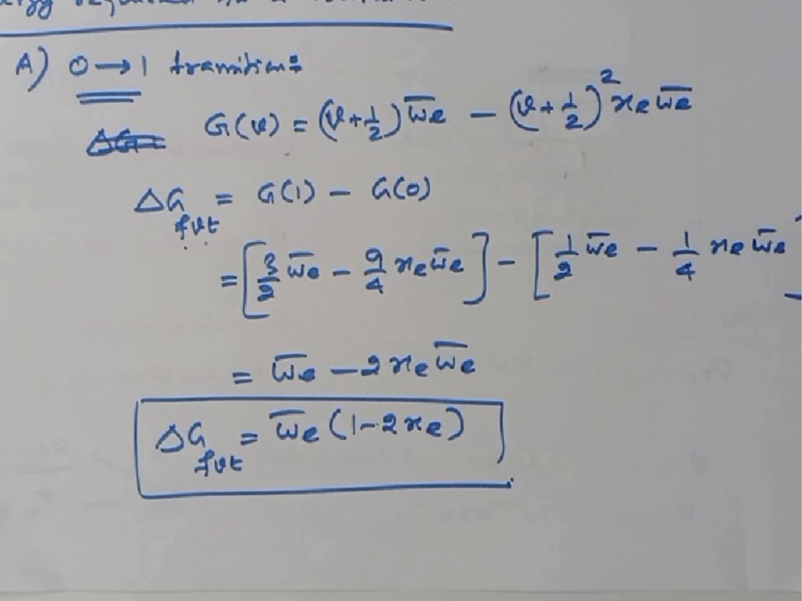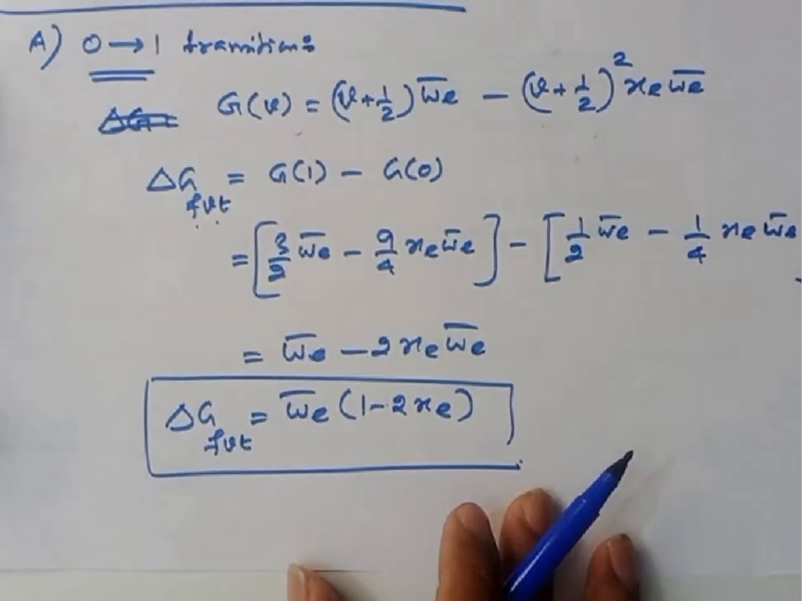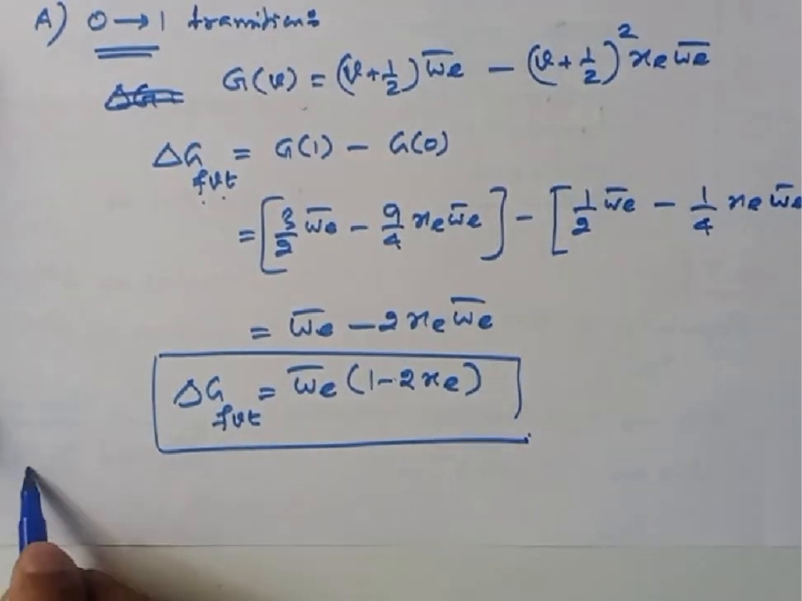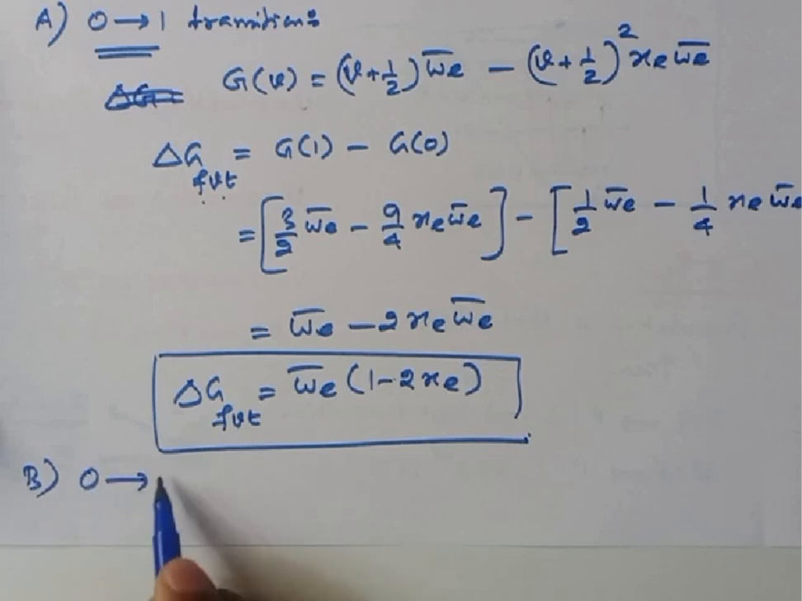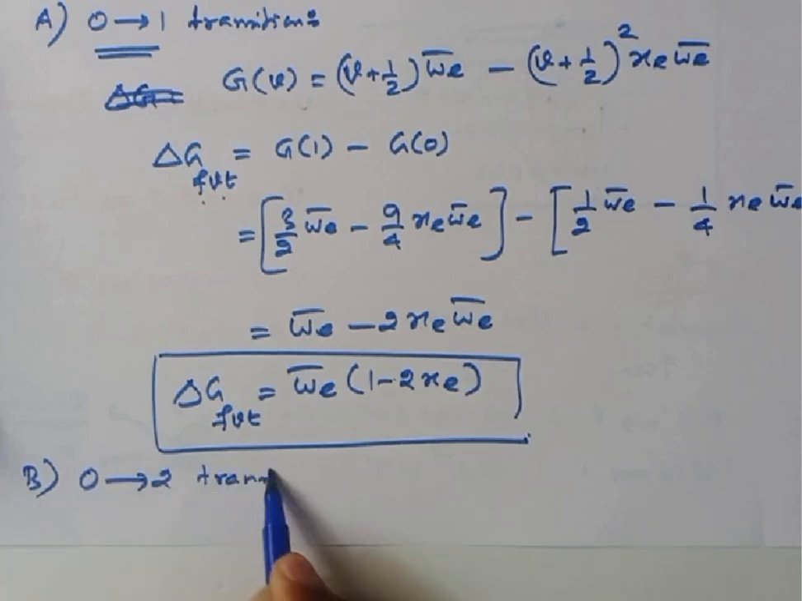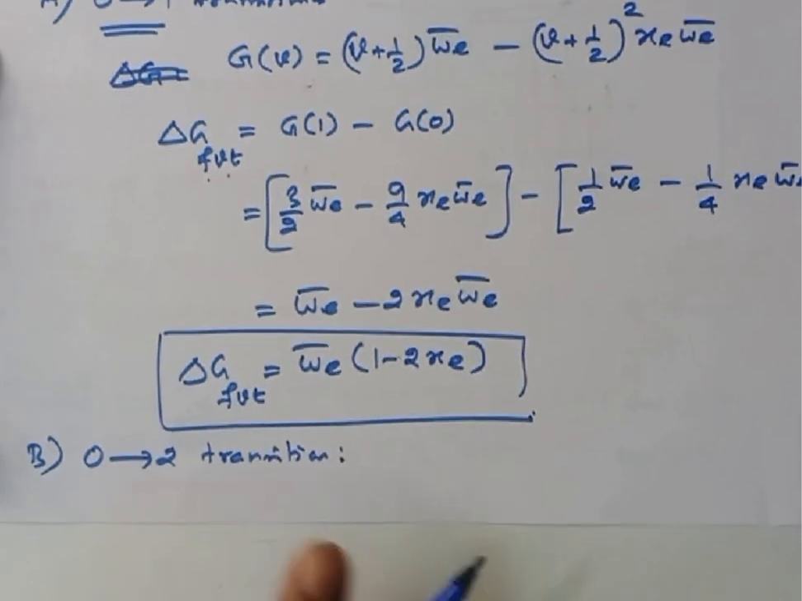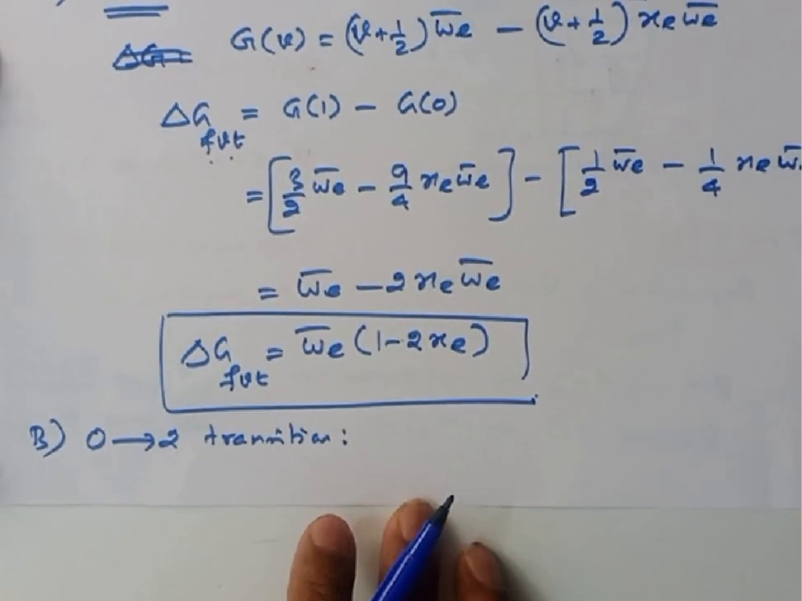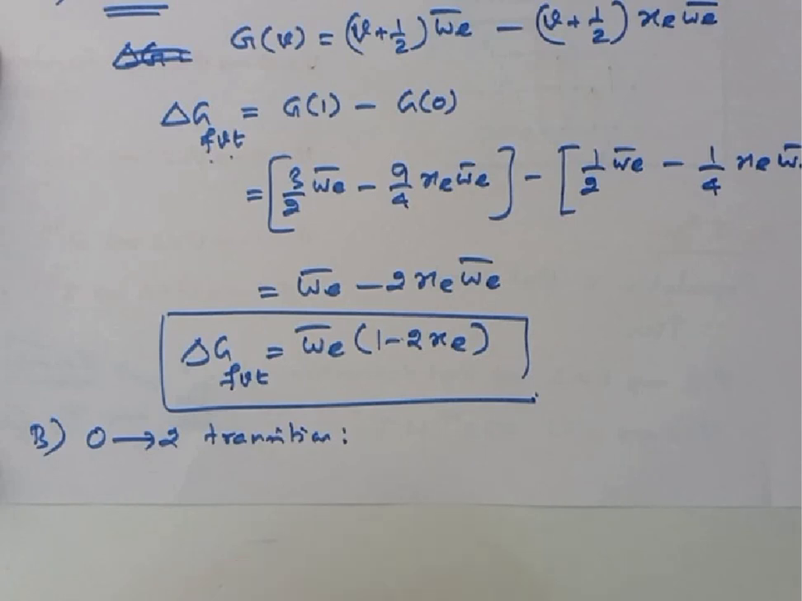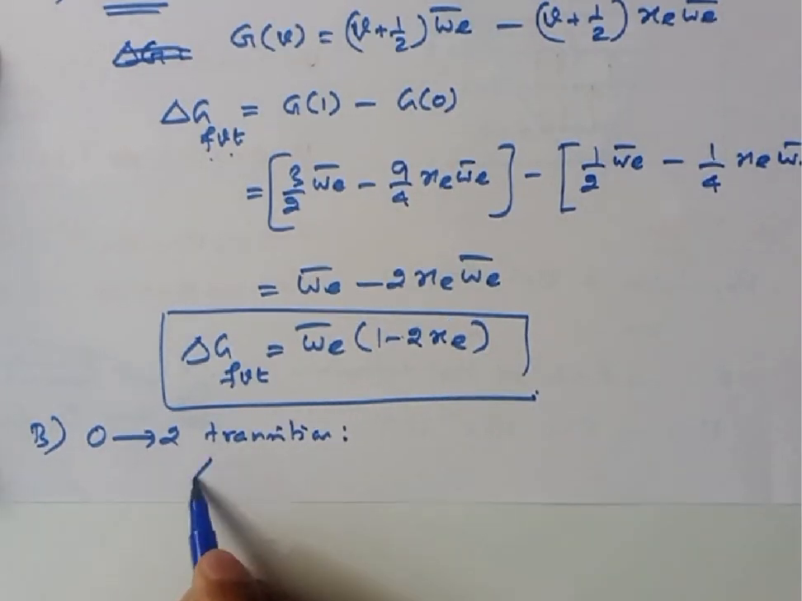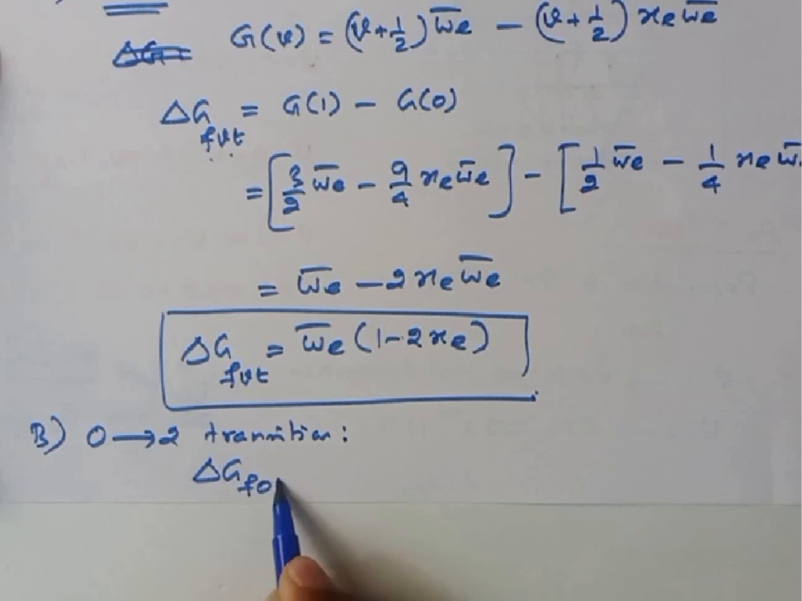0 to 1 transition is called fundamental vibrational transition. So if you know omega E bar and the anharmonicity constant, you can calculate this value. You can also calculate these values from the spectrum. We'll discuss that as we go along. Now, what is the energy required for 0 to 2 transition? What is this transition called, students? Overtone transition, sir. First overtone. So what is the energy required for the first overtone transition, FOT?